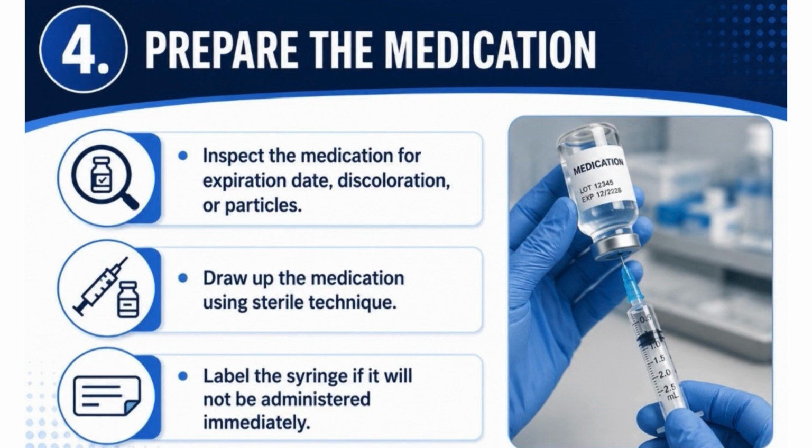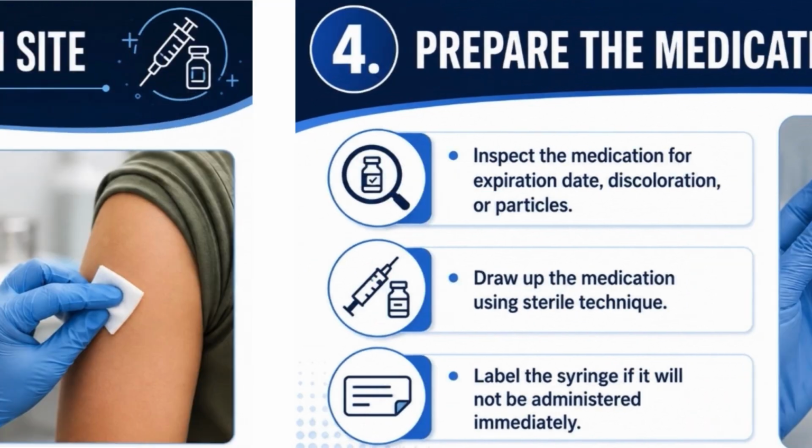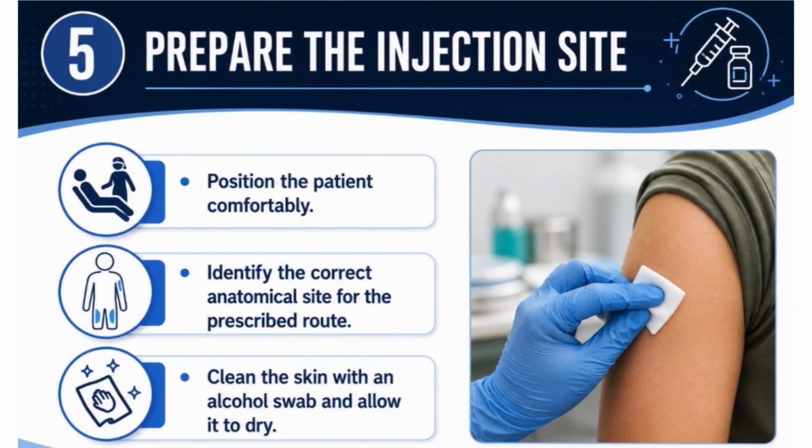Okay, so number 4, the medication. Prepare the medication. You want to inspect the medication. You want to make sure the date is not expired. You want to make sure there's no discolorations. You want to draw up the medication using the sterile technique, which means you want to use a draw up needle, then you want to switch it out to the needle that you're going to be injecting the patient with. You want to label the syringe. Just in case you have multiple syringes, you don't want to get them mixed up.